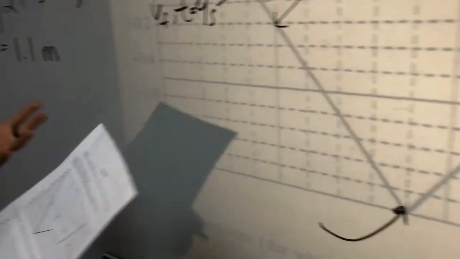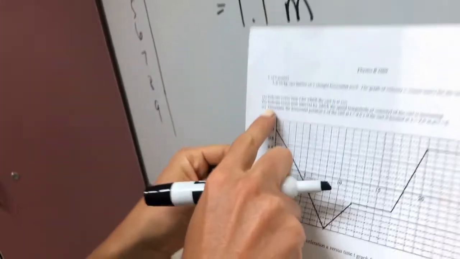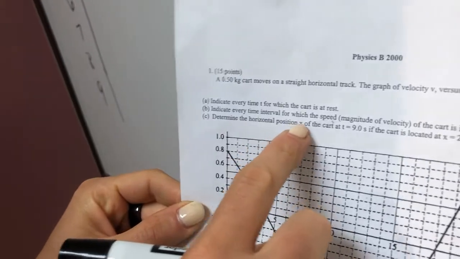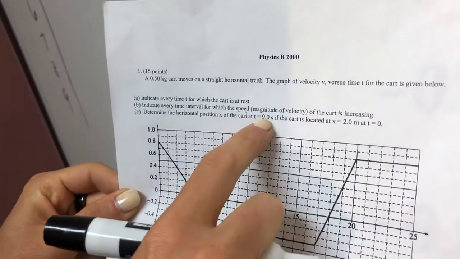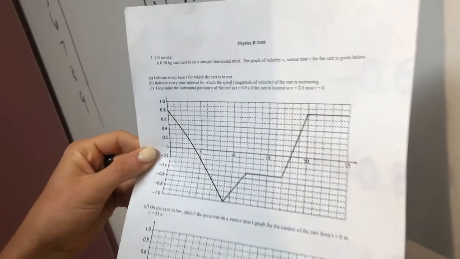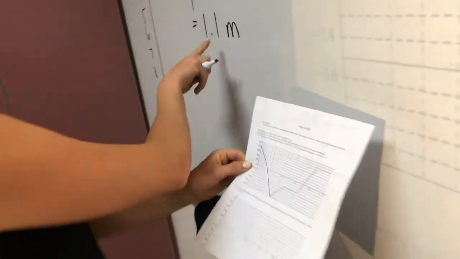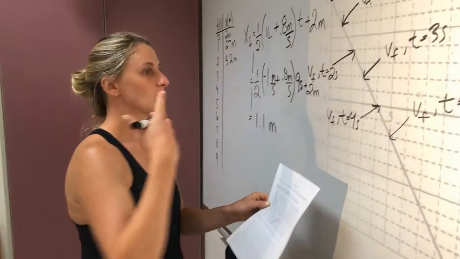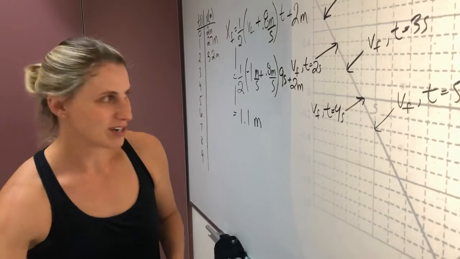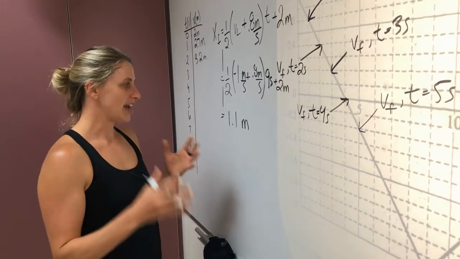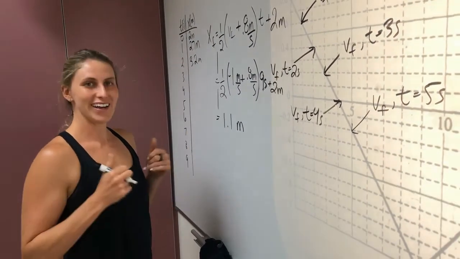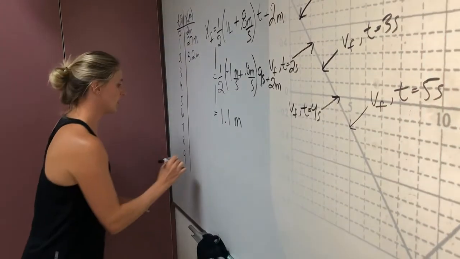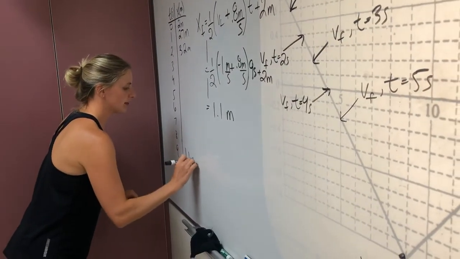And this should be familiar. When doing letter C, we were trying to figure out the position when t equals 9. And we got 1.1 meters, which is the same thing that we got doing this. So there's more than one way to answer these questions. There's more than one way to tackle a problem, and you can see that here. So I'm going to take this number and put it right here.